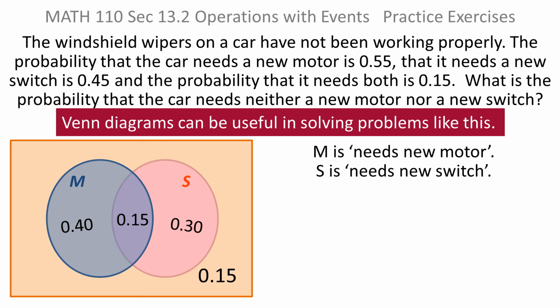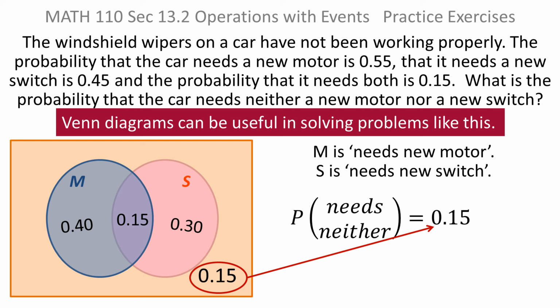So now it's easy. The probability that neither are needed is simply the probability outside of both circles, which is 0.15.